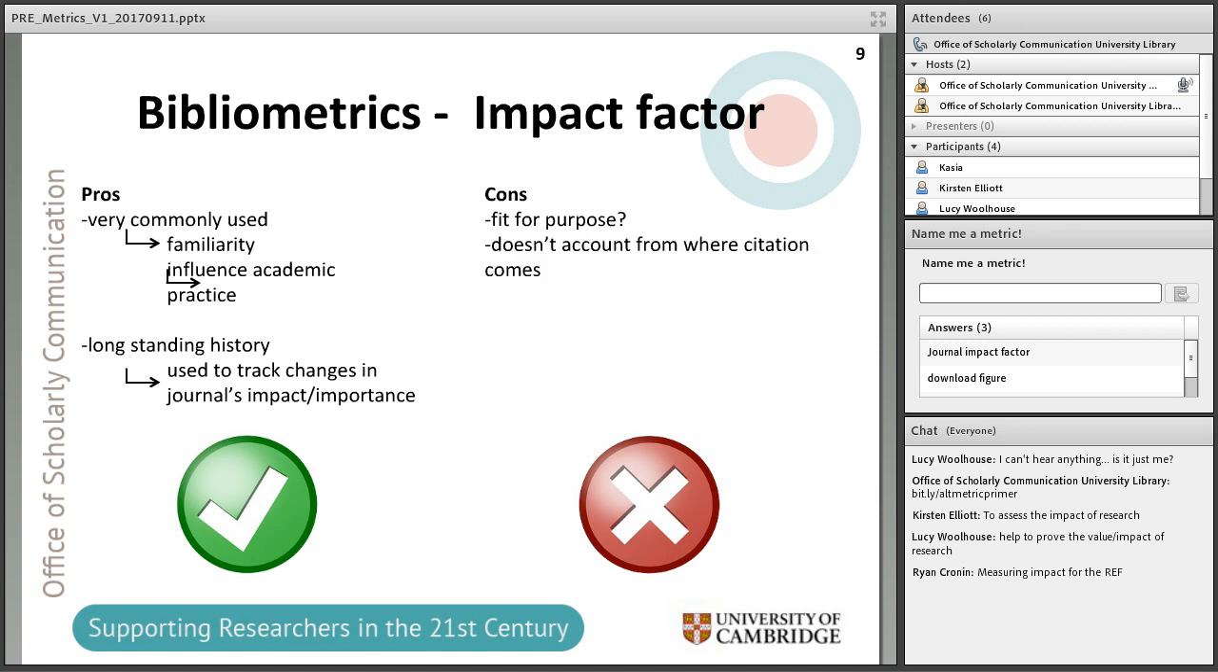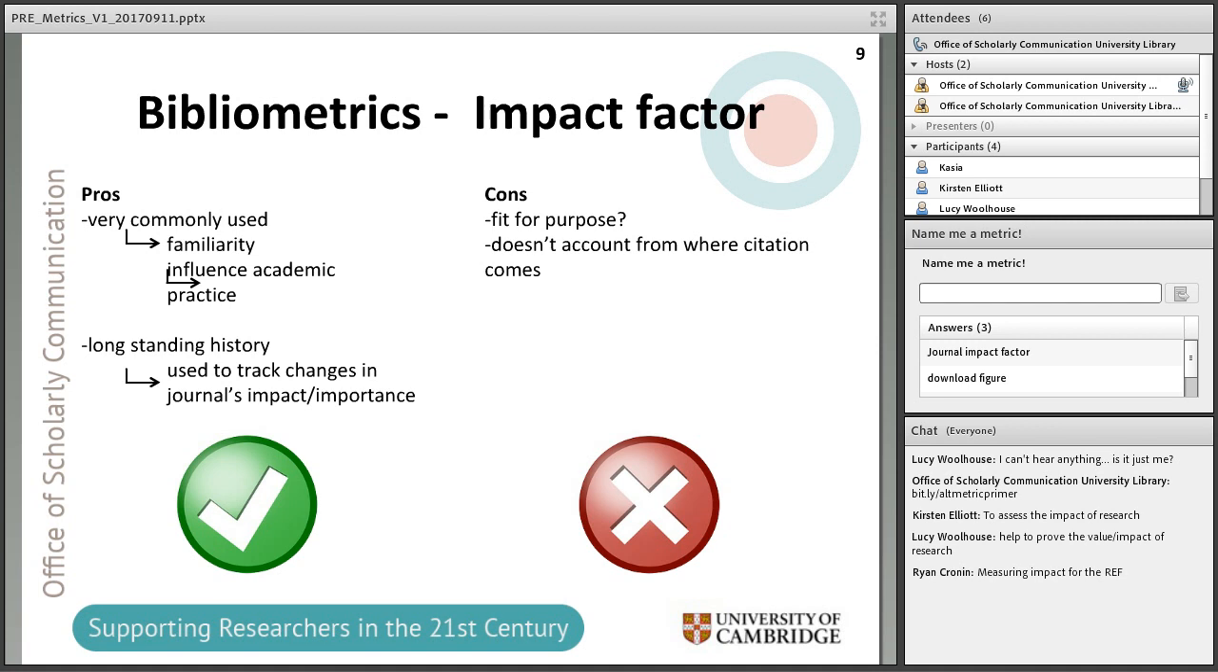It also doesn't account for where the citation comes from. So it's measuring citations, and your paper might have 100 citations, but they might all be from a journal that nobody reads. So actually, what good is it if someone's citing your paper but no one's reading that citation? Whereas someone else might cite a paper in the journal that everybody reads. So actually lots of people will be exposed to that citation.